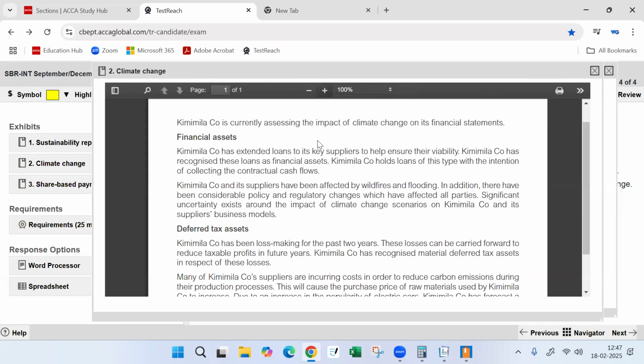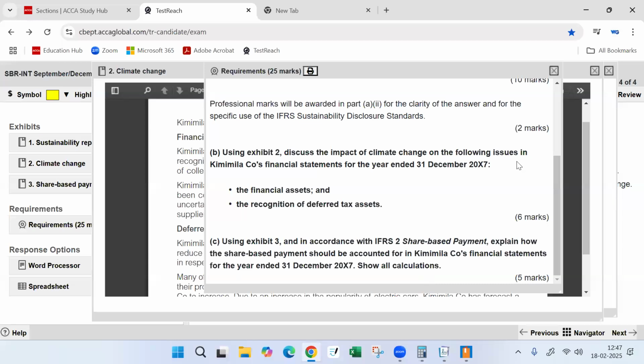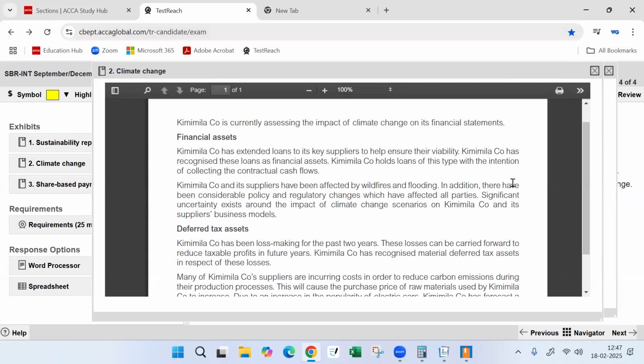We are supposed to score 6 marks. The number of marks are 6 marks. So it's a very difficult question. Because it's a new topic that we are dealing with, what is the impact of climate change on financial assets is something tricky for us to answer, right? So we should be very careful when we are approaching this particular question. So read this scenario again.